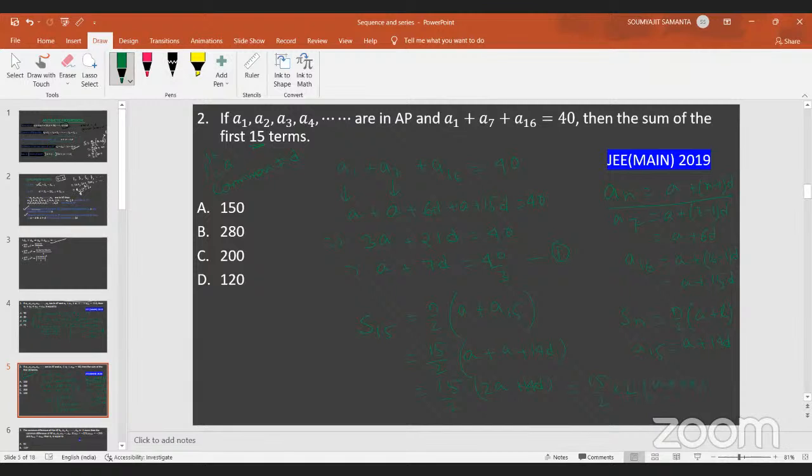We know the value of A plus 7D. That's nothing but 40 by 3. So 3 into 5, 15, and 40 into 5, this will become 200.